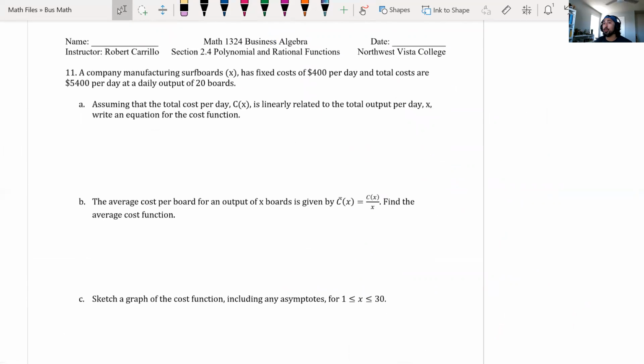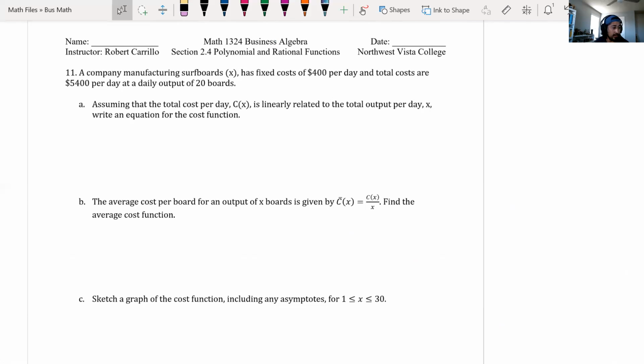All right. Last one. A company manufacturing surfboards has fixed cost of $400 per day and total cost are $5,400 per day at a daily output of 20 boards. Assuming the total cost per day, C of X, is linearly related to the total output per day X, write an equation for the cost function.